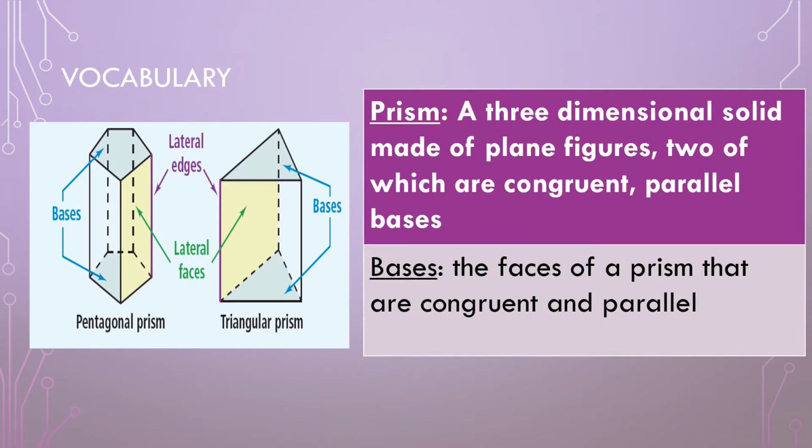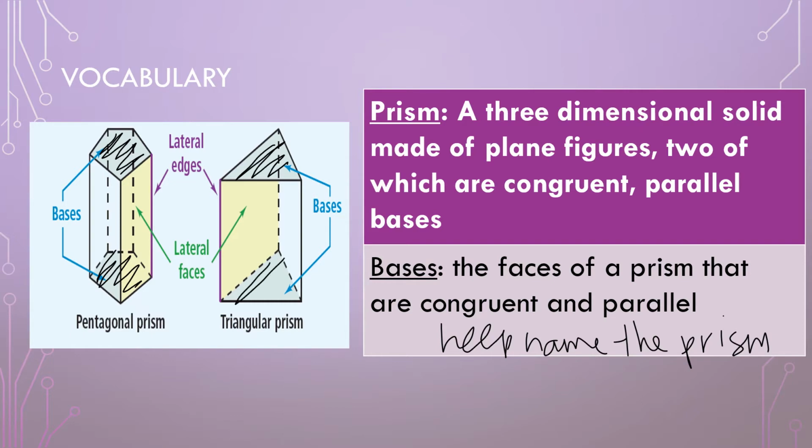So some vocab that you need to know: a prism is a 3-dimensional solid made of plane figures, 2 of which are congruent parallel bases. The bases are the faces of a prism that are congruent and parallel, and the bases help name your prism. So for example, we have our pentagonal prism. This is a pentagon down here, and we have a pentagon here. Triangular prism, the 2 bases are triangles.